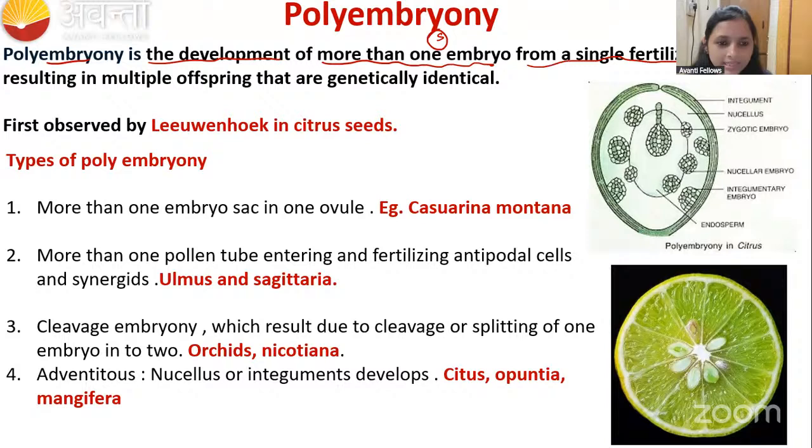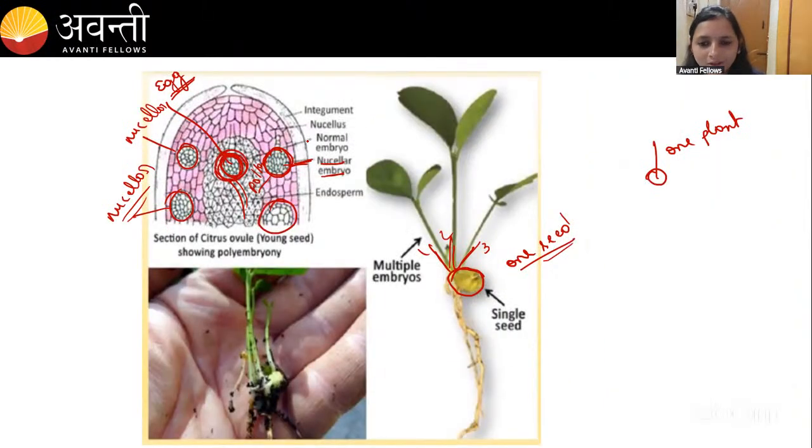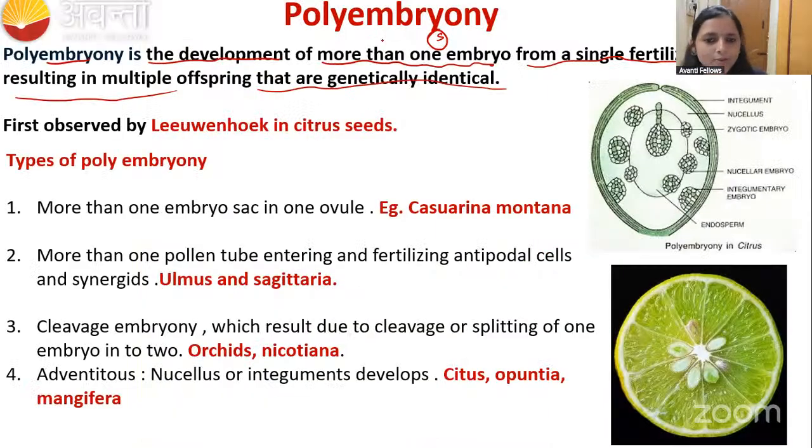The seed results in multiple offspring that are genetically identical. These multiple offspring came from the nucellus, right? These are all genetically identical, but the embryo from the egg is not identical to the nucellar embryos, while the nucellar embryos are identical to each other. So this is called polyembryony. It was discovered by Leeuwenhoek in citrus seeds.